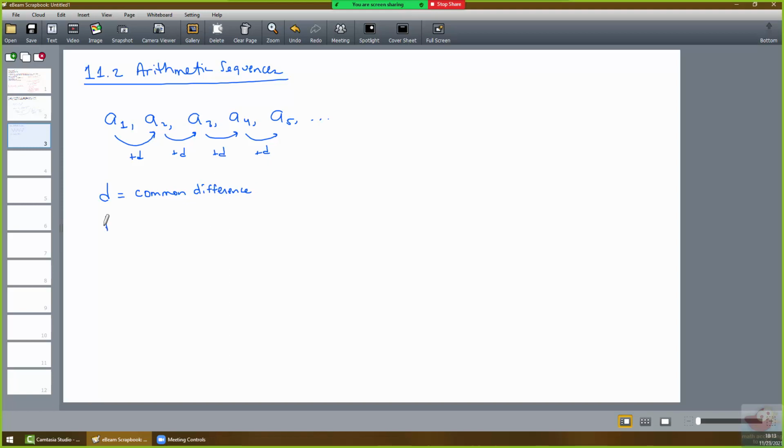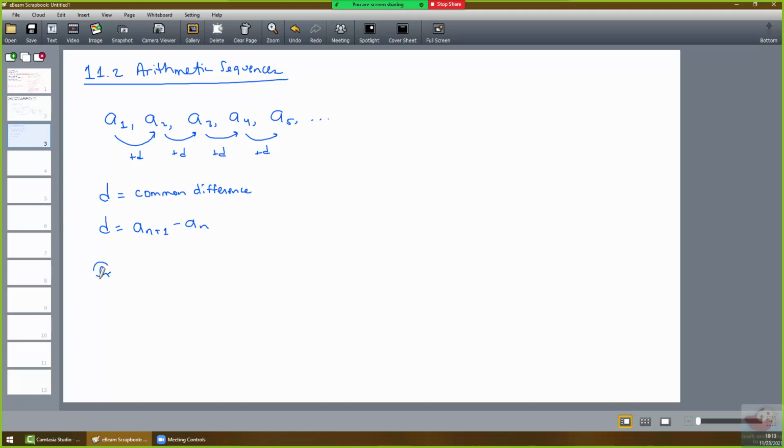And the formula for d is written as a sub n plus 1 minus a sub n. And that looks like crazy talk, but all that says in English is to find the common difference, you subtract the second number from the first, or the third number from the second, so on and so forth.